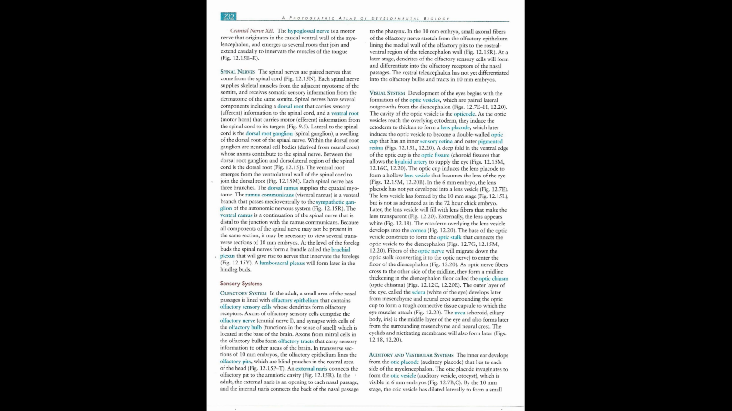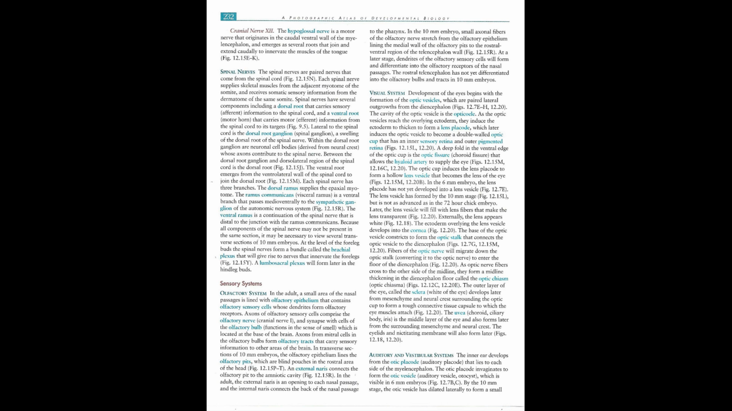Visual system. Development of the eyes begins with the formation of the optic vesicles, which are paired lateral outgrowths from the diencephalon, Figs 12.7 eh, 12.20. The cavity of the optic vesicle is the optic coel. As the optic vesicles reach the overlying ectoderm, they induce the ectoderm to thicken to form a lens placode, which later induces the optic vesicle to become a double-walled optic cup that has an inner neural retina and outer pigmented retina, Figs 12.1 sl, 12.20.